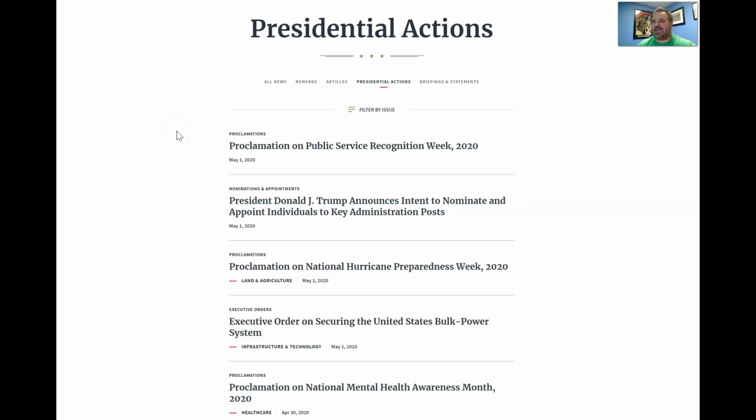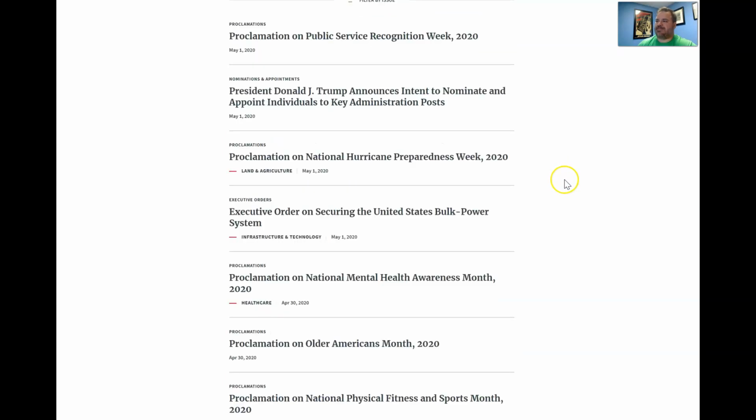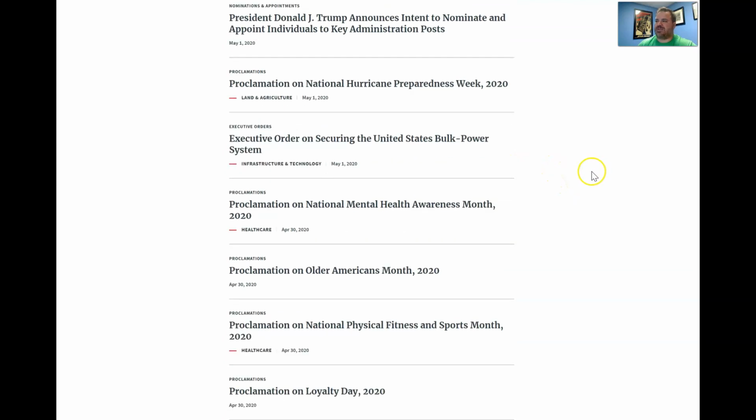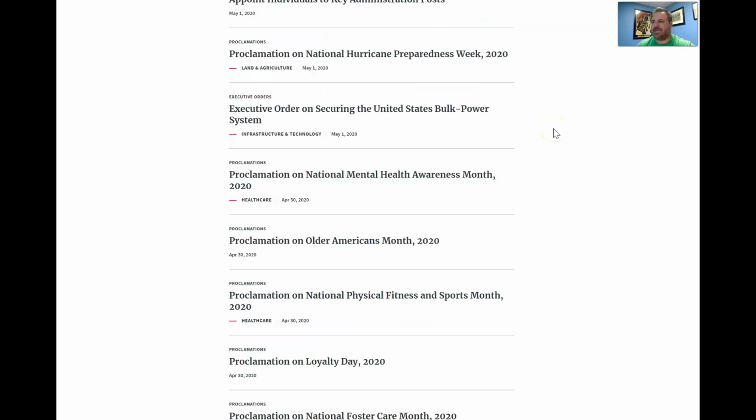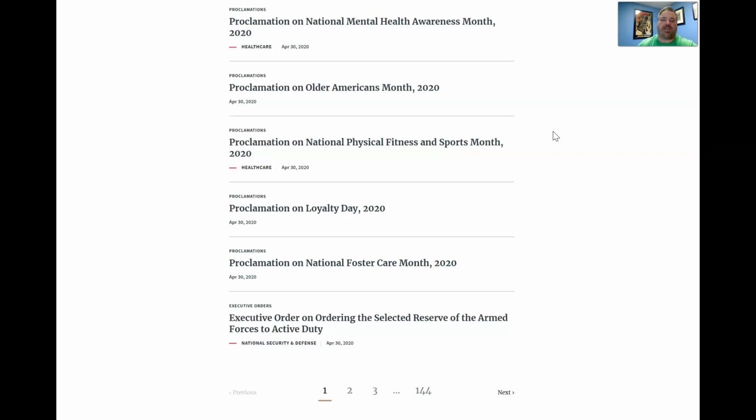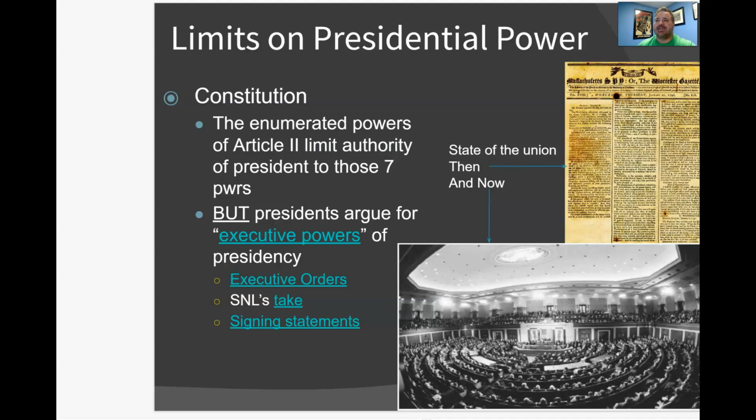These are the orders, for example, from late April and May of 2020. Proclamation on Public Service Recognition Week. Intent to nominate and appoint individuals to administration posts. National Hurricane Preparedness Week 2020. The point is, and there's 144 of these executive orders that President Trump has put into place, the point is that they're not always small things that presidents direct the administrative arm of the bureaucracy to do.